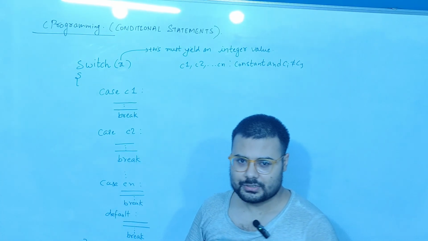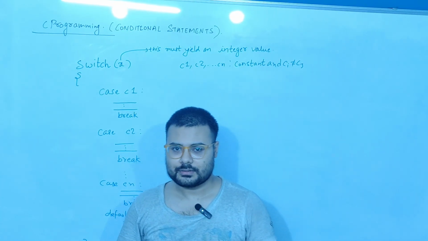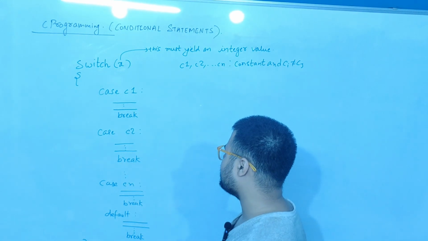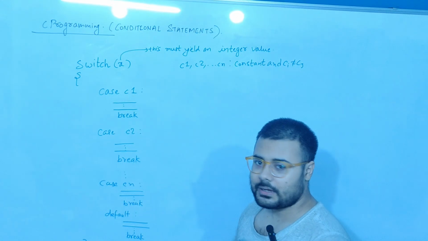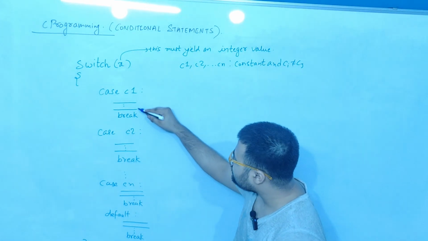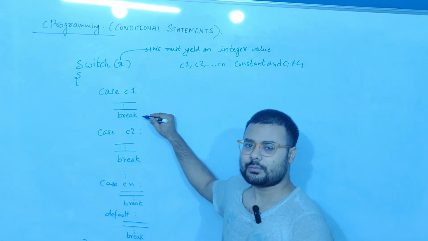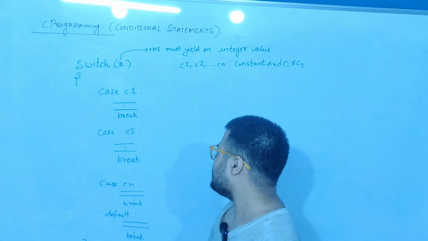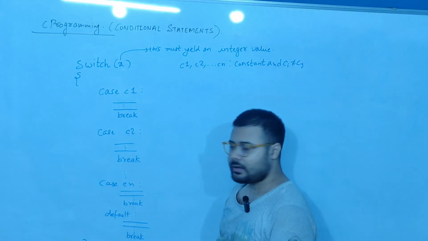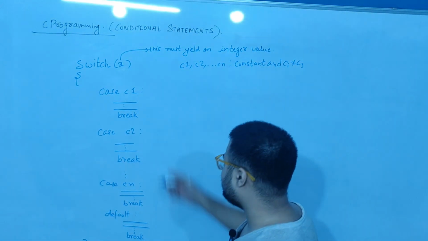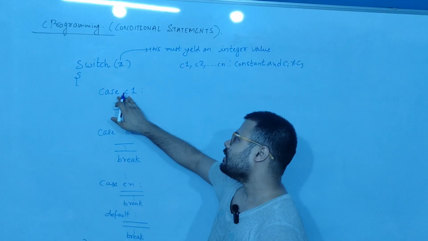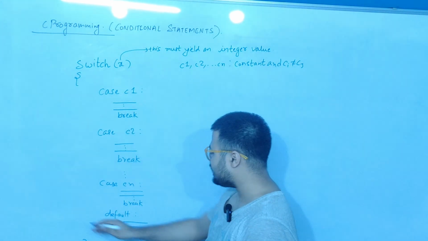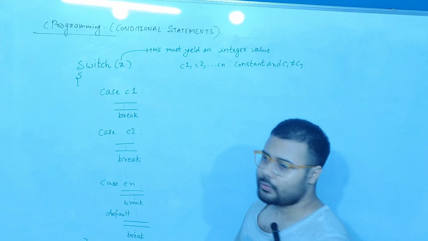Now let's look at the switch statements. This is another conditional statement in the C programming language. This is the format of switch statements. You have many cases, and these are the statements that will be executed if C1 matches with X. Note here these are the break statements. We will see why we have break here. Let's say C1 matches with X, then these statements will be executed and then your control will come out of your switch statement.